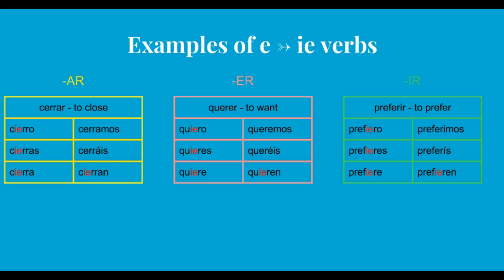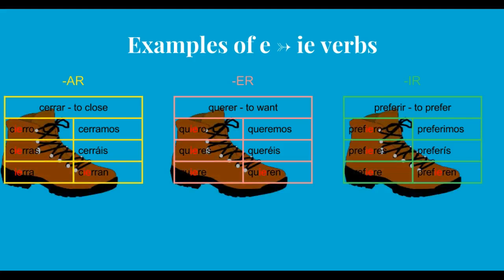As you're looking at these examples and filling in your chart, you might have noticed that we didn't do any kind of stem changing in the nosotros or vosotros forms of the verbs. You would be correct in this observation. And this pattern will be consistent throughout all of the stem changing verbs that you learn and that you use. Sometimes I like to refer to stem changing verbs as boot verbs, and that's because if you were to draw a boot around the verbs that do stem change, or add a picture of a boot, as I've done here, you would find that the nosotros and vosotros forms are left out.